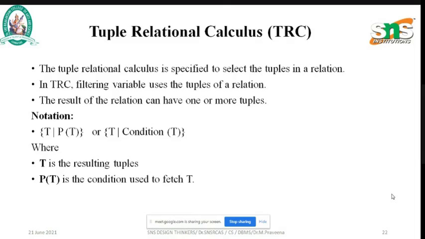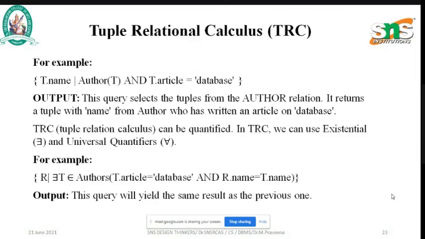Since it is a non-procedural query language, it will be given as a set. For example, you see here {T.name | Author(T) AND T.article = 'database'}. This query selects the tuples from the author relation. Author is a table from which we are going to select the author name and article. It returns the tuples with a name from author who has written an article on database.